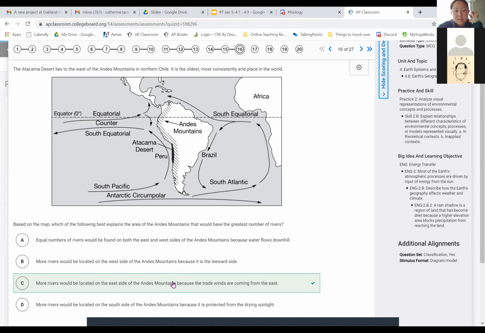Oh, okay, that makes sense. Yeah, so it wouldn't be both sides because although yes, water flows downhill on both sides, there's just hella more water on the east side over here.